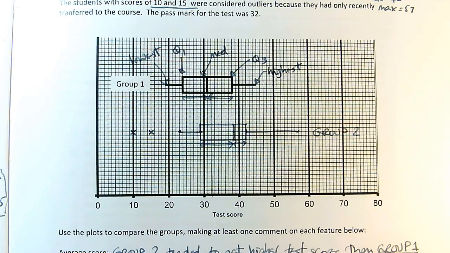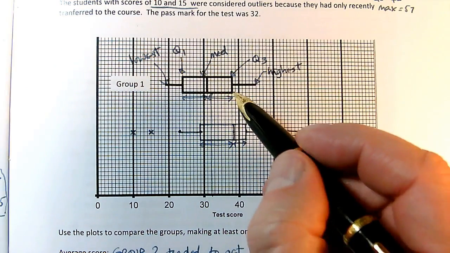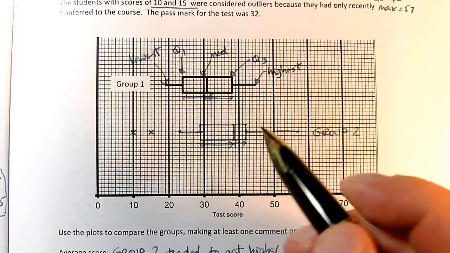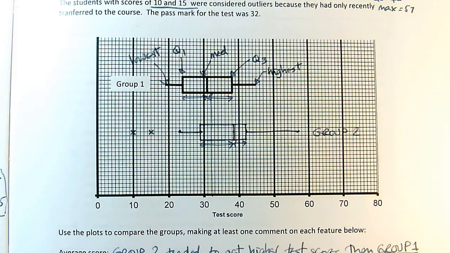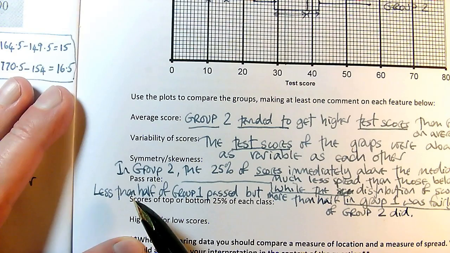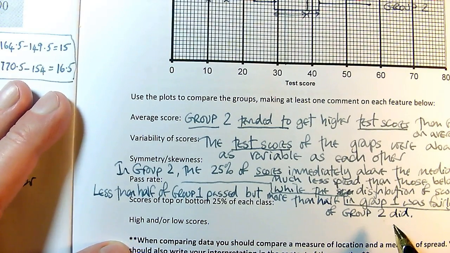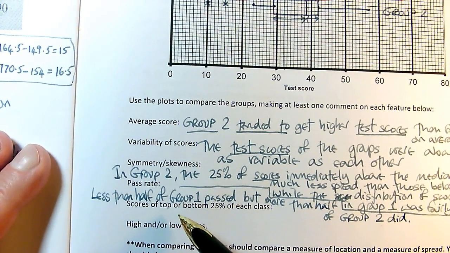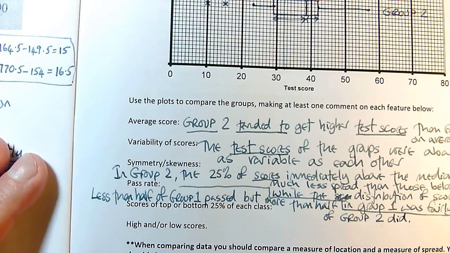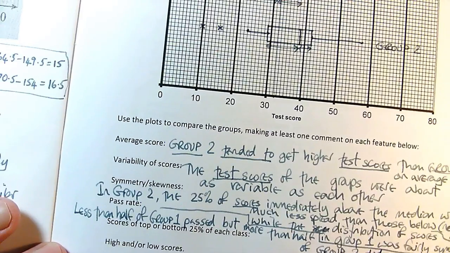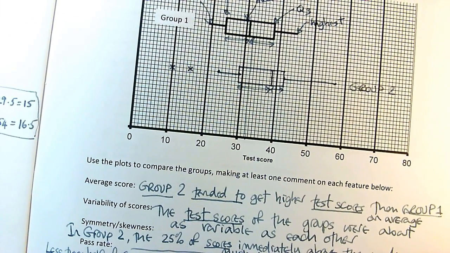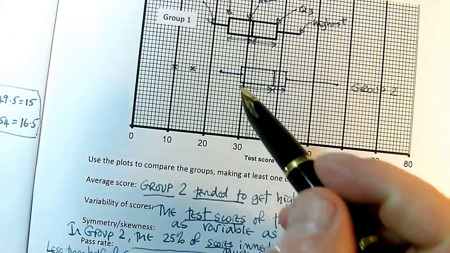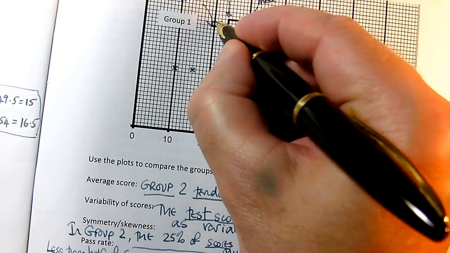So we can say that in group 1, less than half the group passed, but in group 2, comfortably more than half the group passed. So there's that comment. Okay. Scores of the top or bottom 25% in each class. So I could comment on both. All right, but I think the one that I want to comment on is here and here.